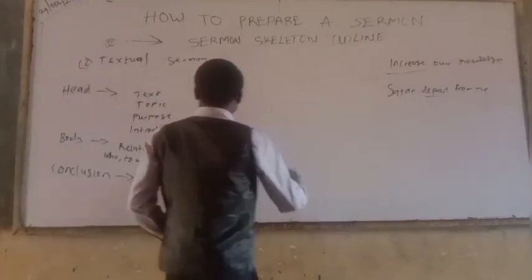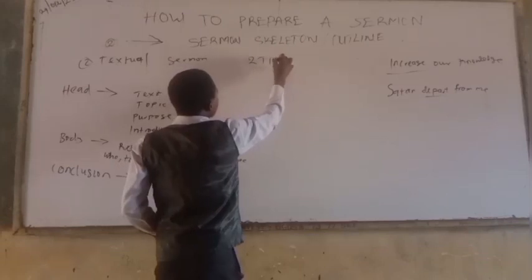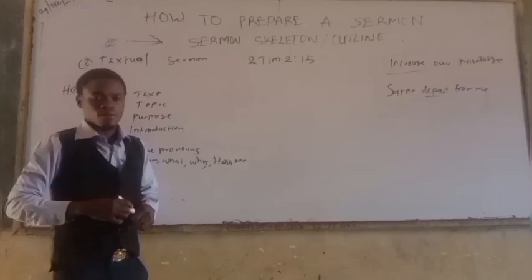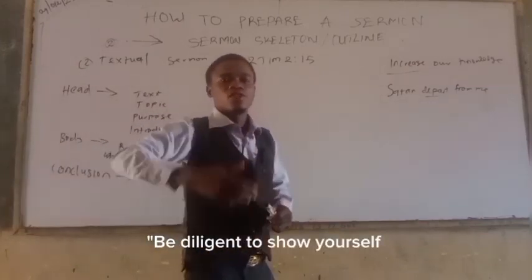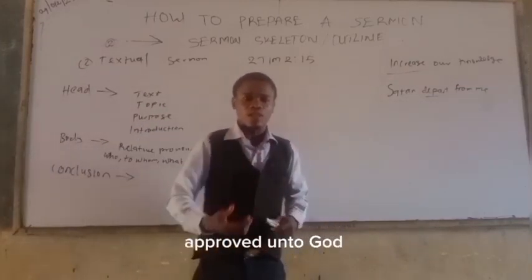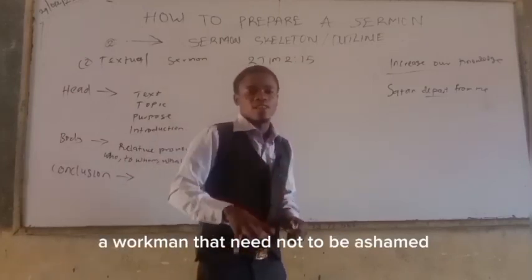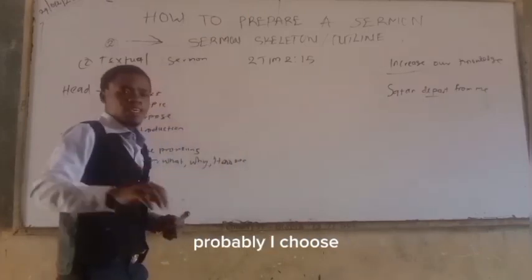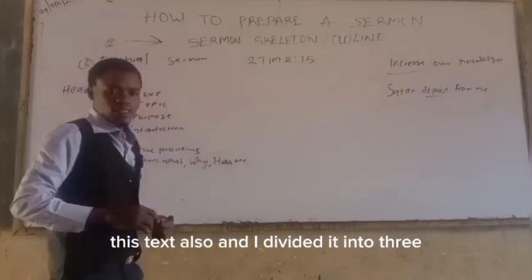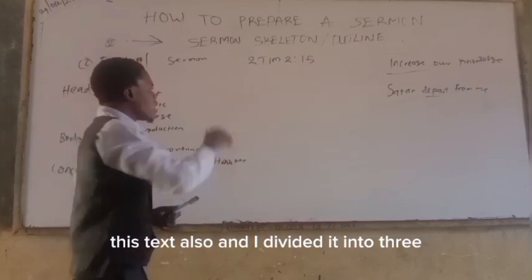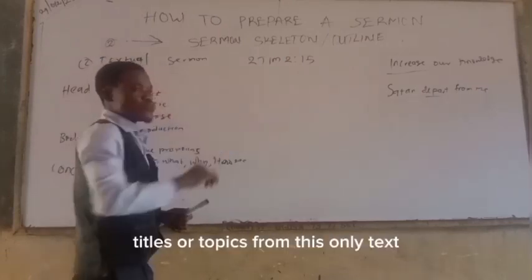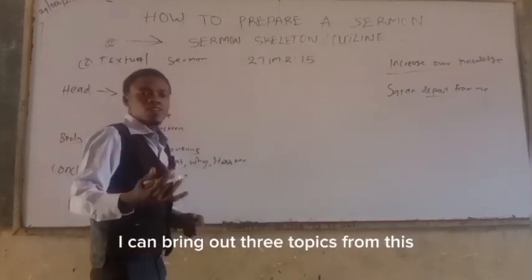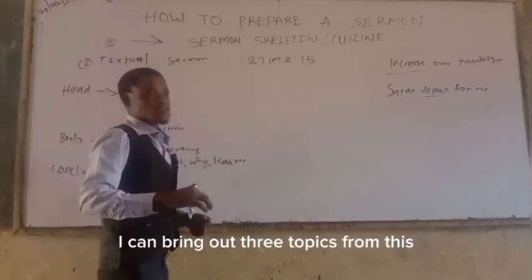Example of that, let's pick 2 Timothy chapter 2 verse 15, whereby the scripture says, "Be diligent to show yourself approved unto God, a workman that needs not to be ashamed, rightly dividing the word of truth." In the previous video, probably I used this text also, and I divided that text into 3 titles or topics. From this only text, I can bring out 3 topics from it.